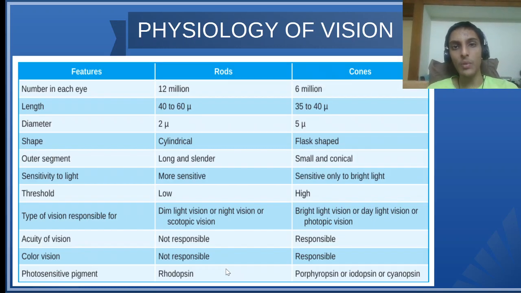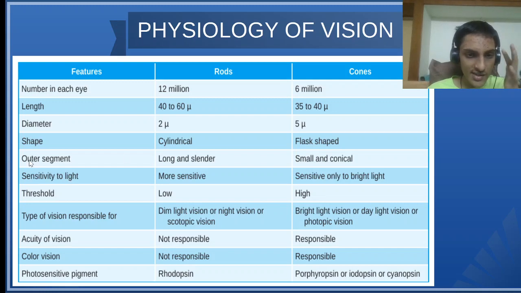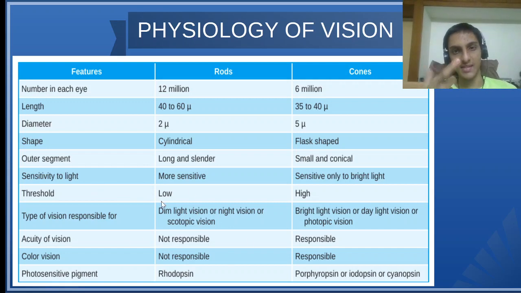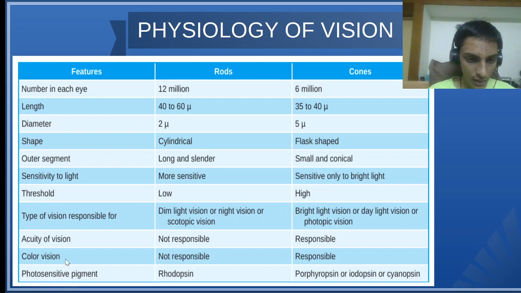Let's see the difference between rods and cones. So let's see the important ones now. First important will be the sensitivity to light. Which is more sensitive? Rods, remember. Which has higher threshold? Cones. Cones have higher threshold. Which vision is it responsible for? Rods responsible for scotopic, that is night vision, and cones for photopic or day vision.